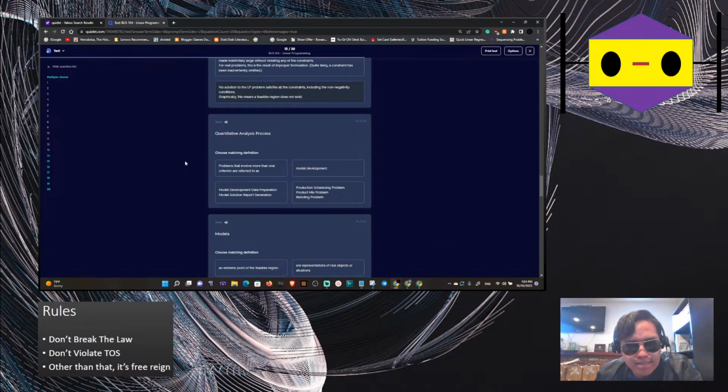Quantitative analysis process. They process problems that involve more than one criterion. No, no, no. That's a multi-criteria. Model development, data preparation. No. I'm going to go with C or D. What do you think? What are your thoughts? I think I want to go with C. Why do you want to go with C? Quantitative analysis process. Since it's analysis, I just feel model development and analysis go well together since there's also data involved. All of them have data involved except for the first one.